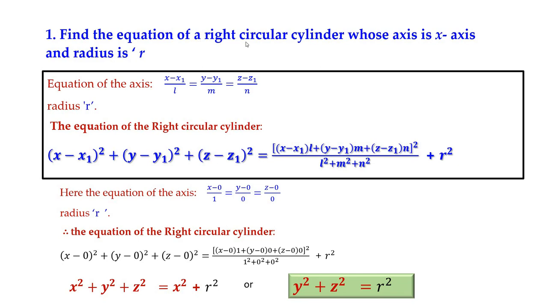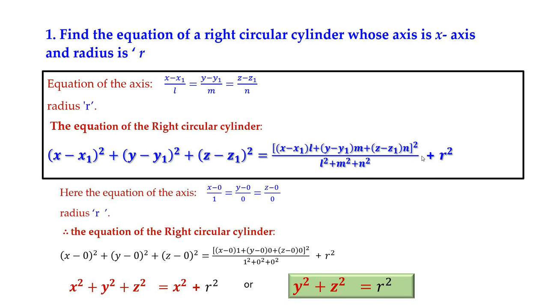Find the equation of a right circular cylinder whose axis is the x-axis and radius is r. We know the equation of the x-axis is given by x by 1 equal to y by 0 equal to z by 0, and radius is given to be r. Now just now we had the result in which we had the equation of the right circular cylinder to be this. So we will make use of this. In the place of alpha, beta, gamma, you have 0, 0, 0. So that is what is written here.